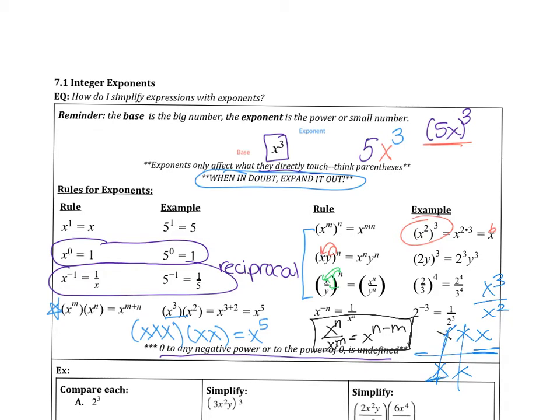X divided by x is equal to 1. I like to make that look like a little 1. So what's left is 1. And notice that 3 minus 2 is 1.